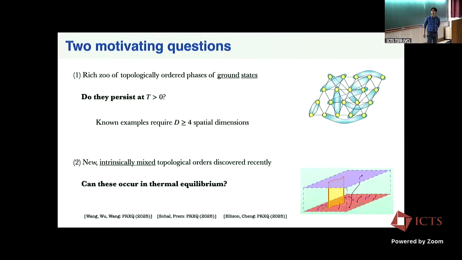that we have an example of a system where we do have some non-trivial quantum topological order at finite temperature, but it's not a pure state topological order. It's one of these intrinsically mixed topological orders.